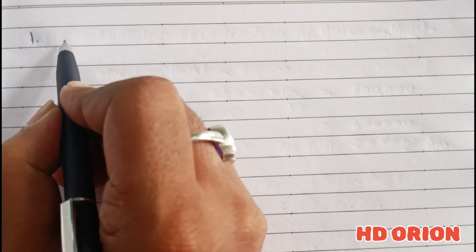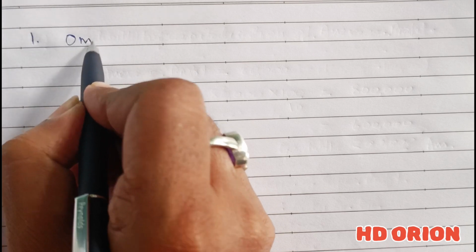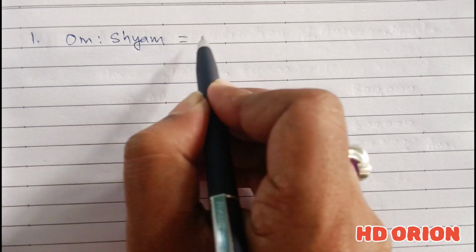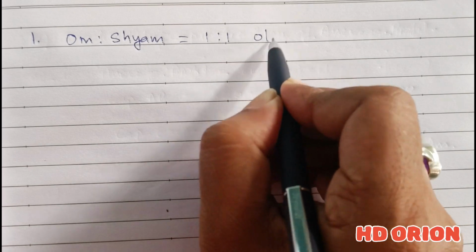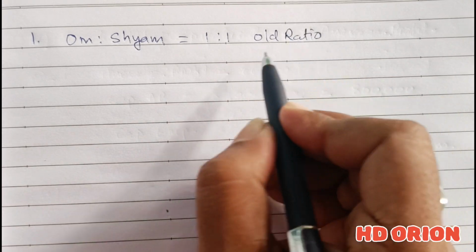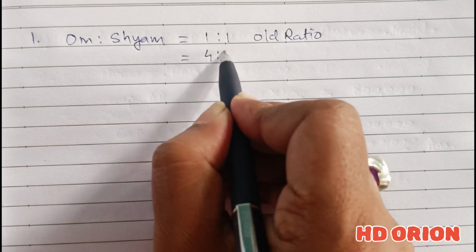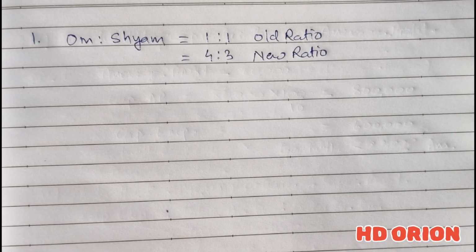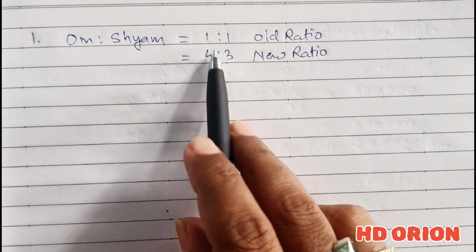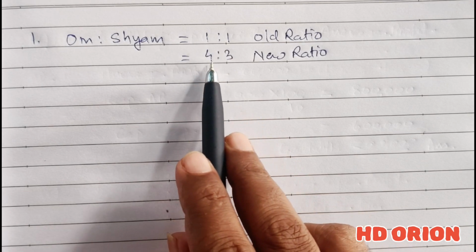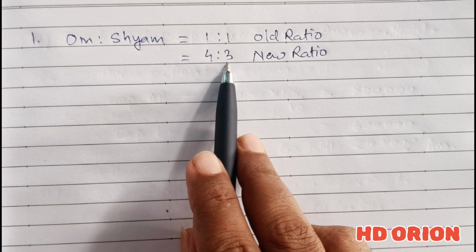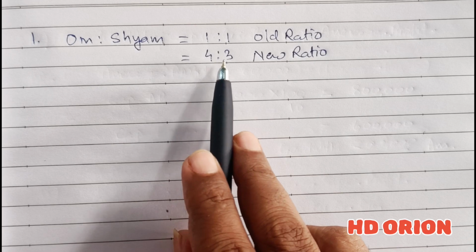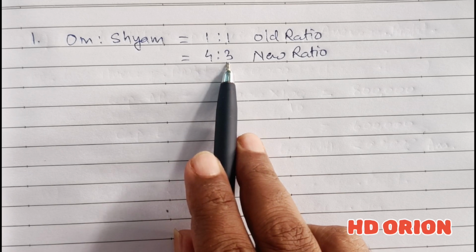So solution 1, we have two partners, Om and Shyam, and their old ratio is 1:1, that is old ratio, and new ratio is 4:3. This is new ratio. Now from here also we can understand that earlier they were getting equal, but now Om is getting more and Shyam is getting less. It means Om has gained some portion of profit and the same portion of profit has been sacrificed by Shyam.